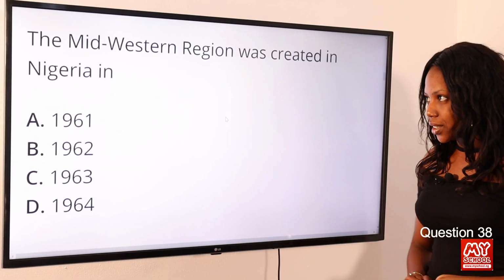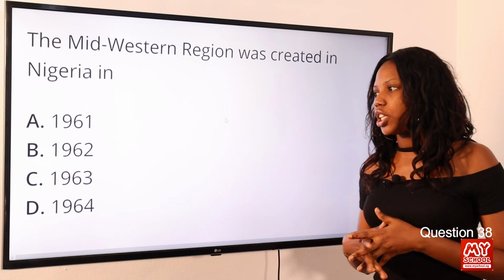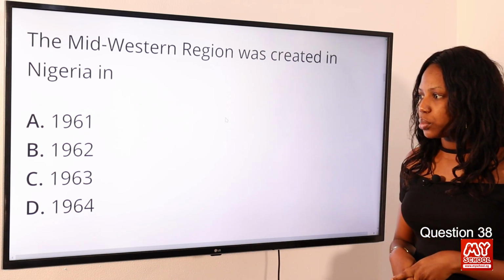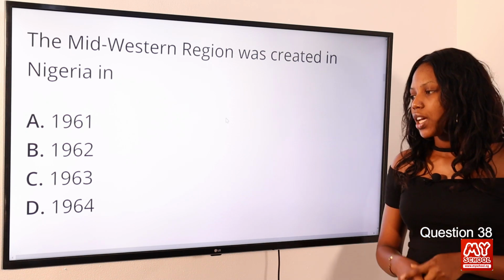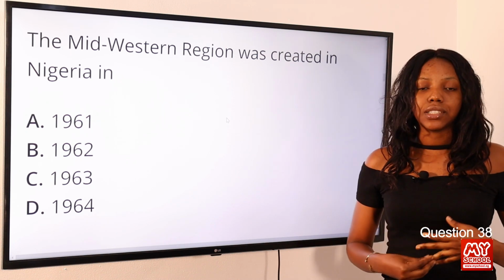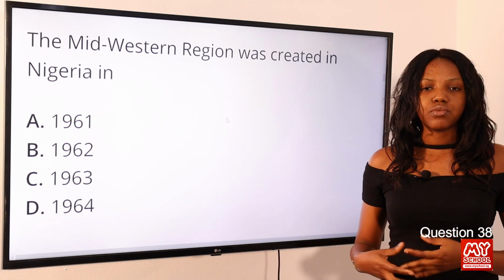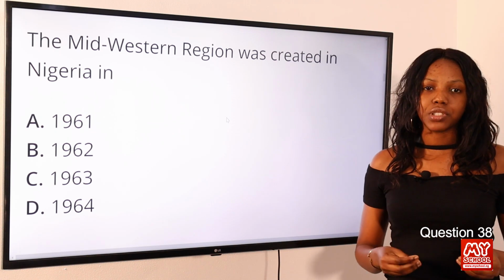Question 38. The Midwestern region was created in Nigeria in option A, 1961, option B, 1962, option C, 1963, option D, 1964. The answer to this question is option C, 1963. The Midwestern region was created in June 1963.